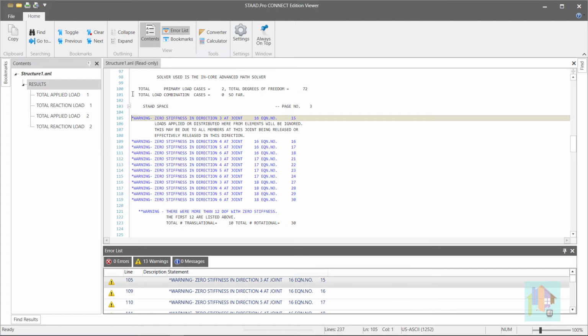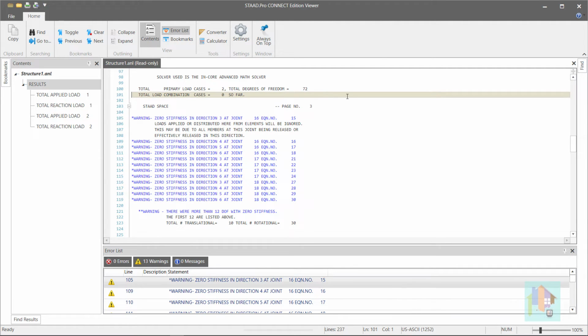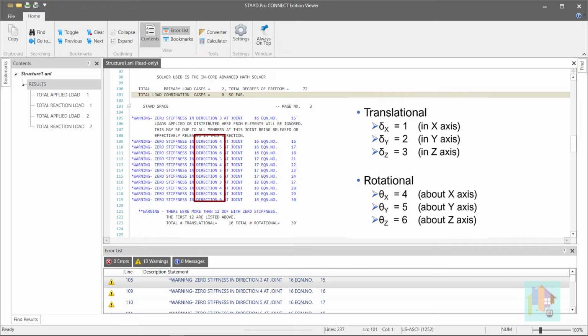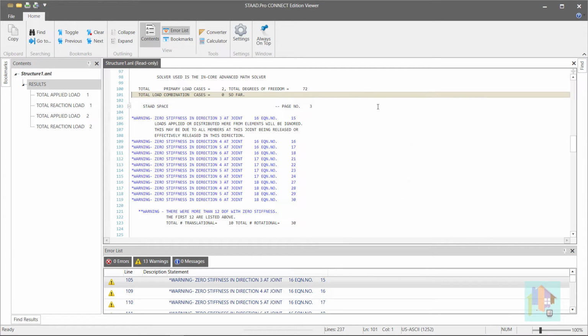If we check this message, we can notice that these are related to node numbers 16, 17 and 18, and the problem is in directions 3 to 6. As per our discussion, 3 means the translational displacement in the z-axis and 4, 5, 6 are the rotational components. So for these nodes, there is no rotational stiffness in any direction and no stiffness in the z-axis.